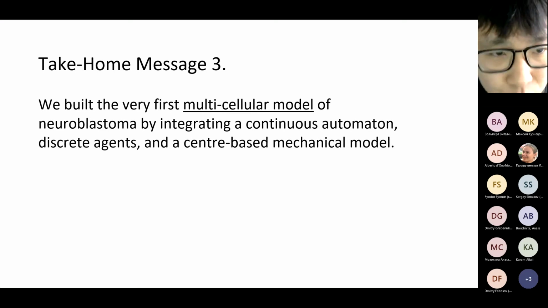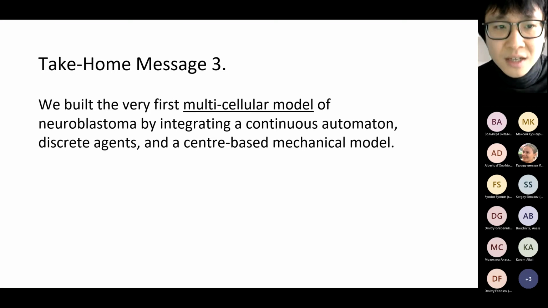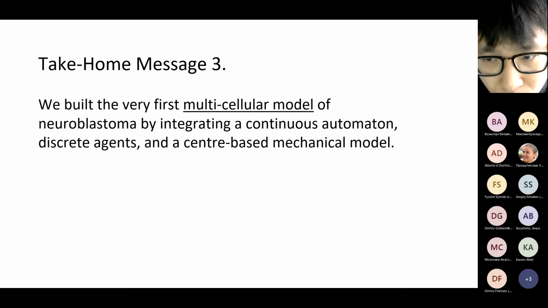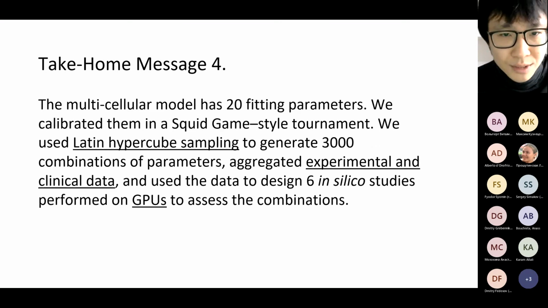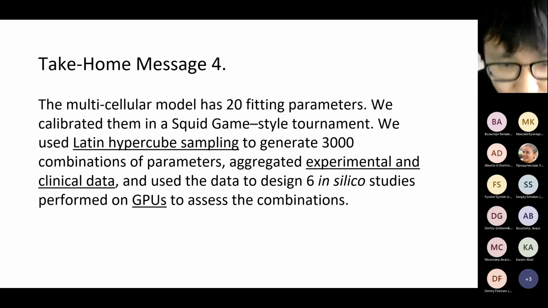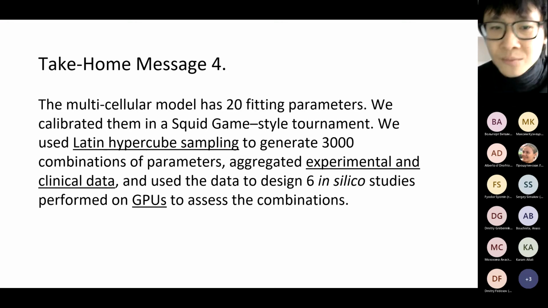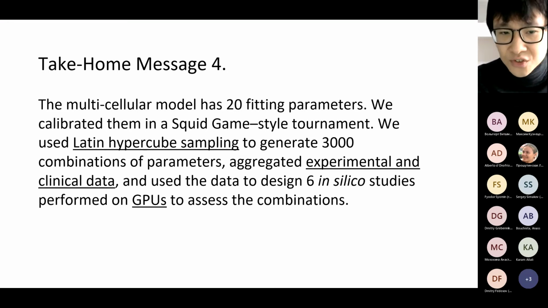At the University of Sheffield, we built, to the best of our knowledge, the very first multicellular model of neuroblastoma by integrating a continuous automaton, discrete agents, and a center-based mechanical model. The multicellular model has 20 fitting parameters. We calibrated them in a Squid Game style tournament. We use Latin hypercube sampling to generate 3,000 combinations of parameters, aggregated experimental and clinical data. And we use the data to design 6 in silico studies performed on GPUs to assess and select the combinations.